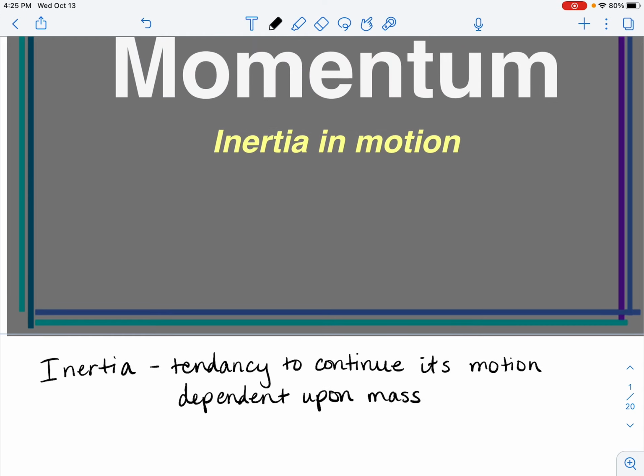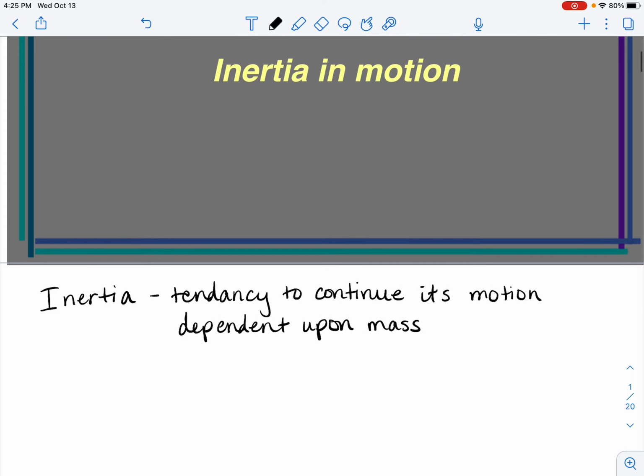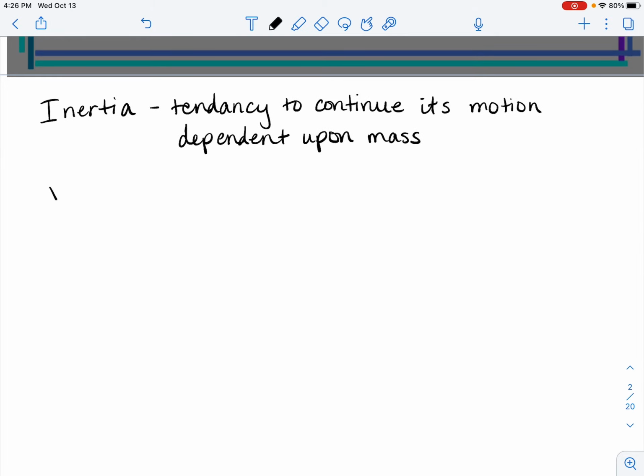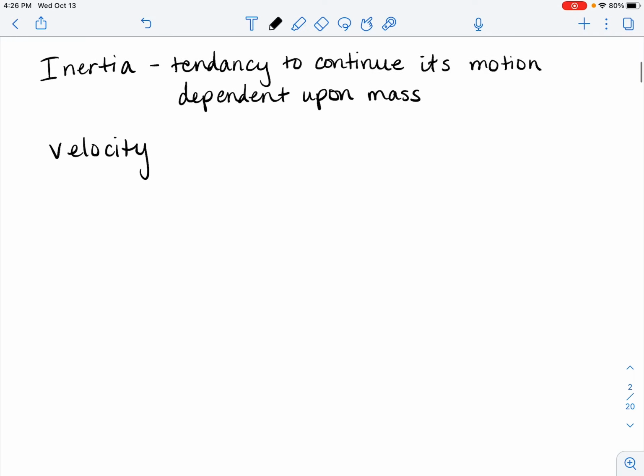So when we say that we have momentum defined as inertia in motion, that means the more massive the object, the greater the momentum. Again, assuming that whatever objects we're comparing are traveling with equal velocities. When we say that our object is in motion, that means that our object must have some value for its velocity. So let's take a moment to review the vocabulary word velocity.